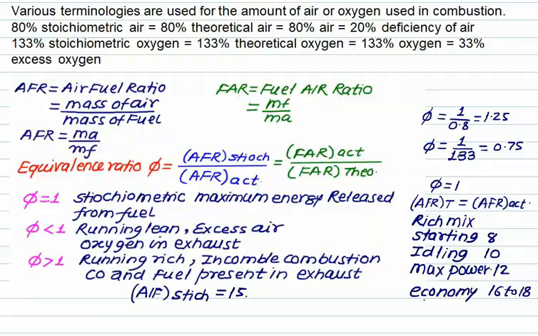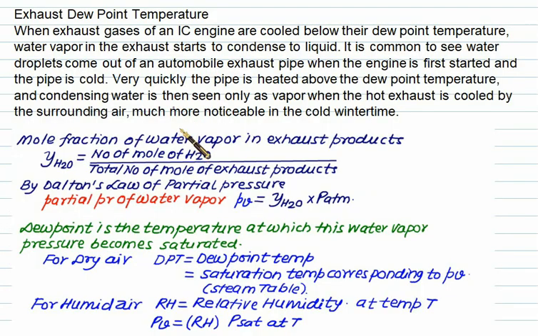Exhaust dew point temperature that you want to calculate for water vapor. Anytime you want to calculate the dew point temperature, first of all you have to calculate the mole fraction of water vapor in the exhaust product. We have just seen the example. That will be the number of moles of H2O divided by the total number of moles of the exhaust product.